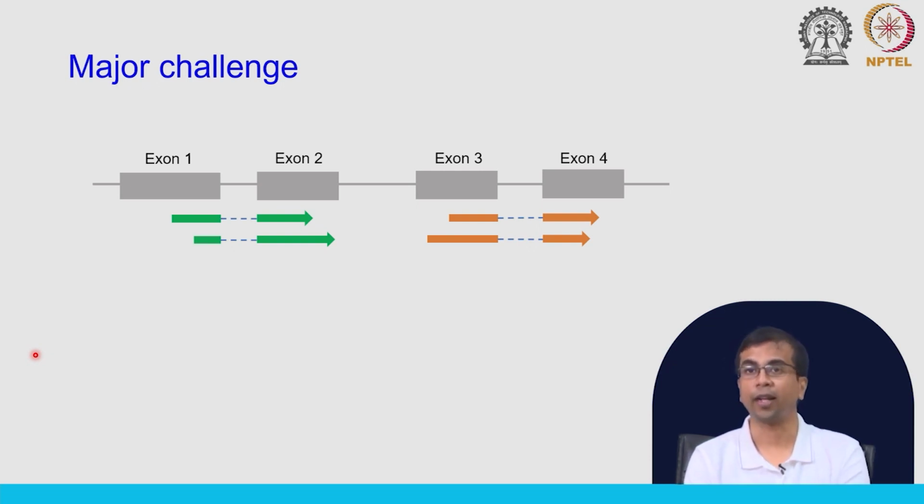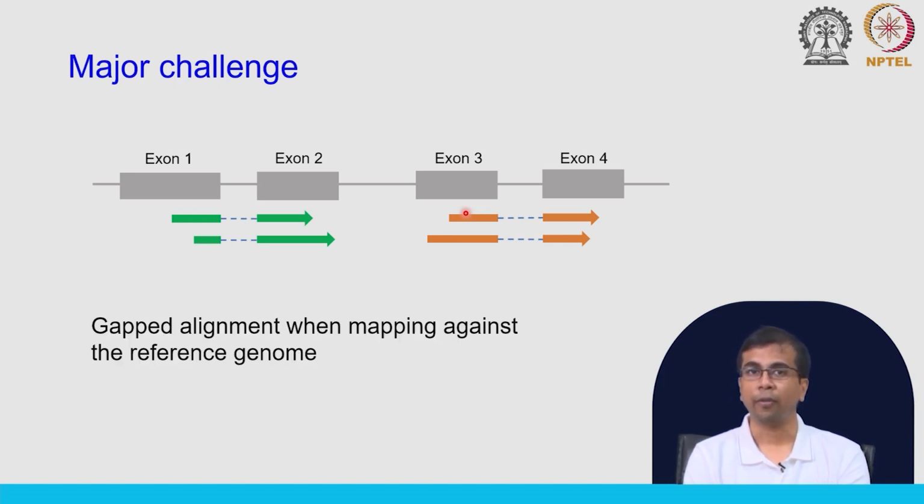So, what is this split read alignment or gapped alignment? It is that a part of the read will map to one exon, and another part will map to another exon. This is something that you need to take into account when you are mapping RNA-seq data against a reference genome. You can see some examples here, reads in green and orange, mapping to this exon 3, exon 4 junction. So, when you are doing this mapping, we need to do something called gapped alignment or split alignment against the reference genome.